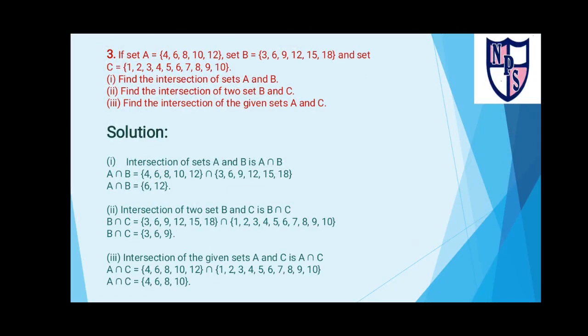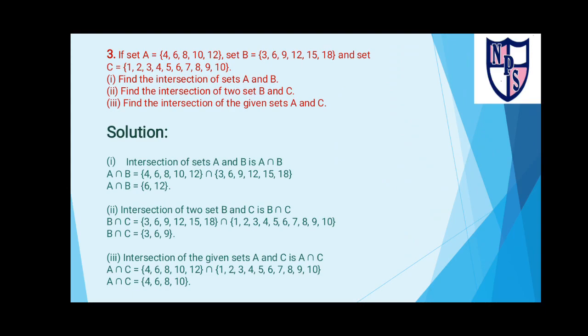Another example. Here we have three sets A, B and C, and first of all we have to find out A intersection B. You can see the elements of A and B. In these two sets, 6 and 12 are common elements. So the intersection of A and B is a set with elements 6 and 12.